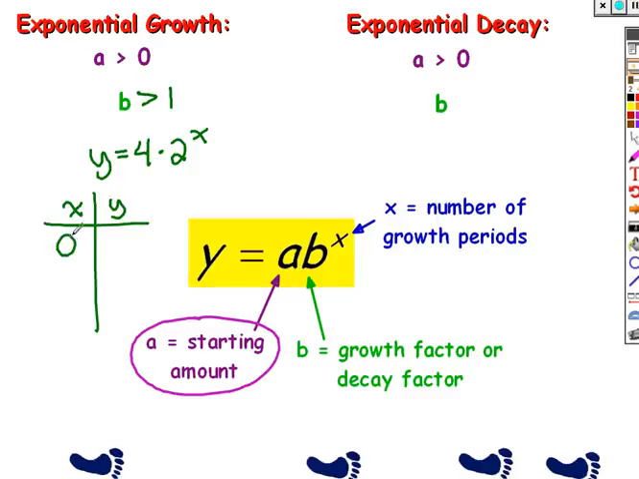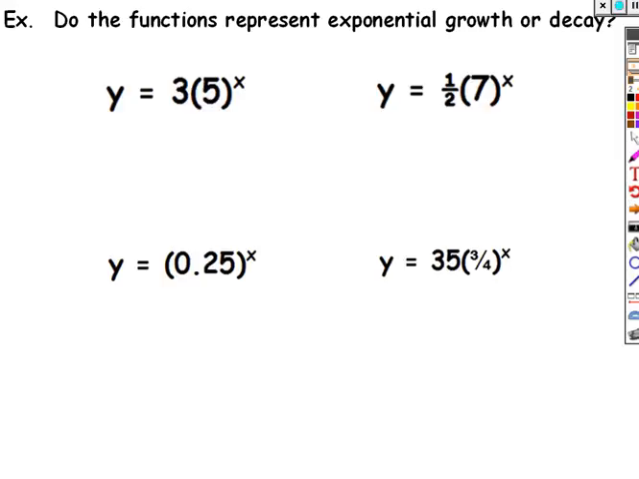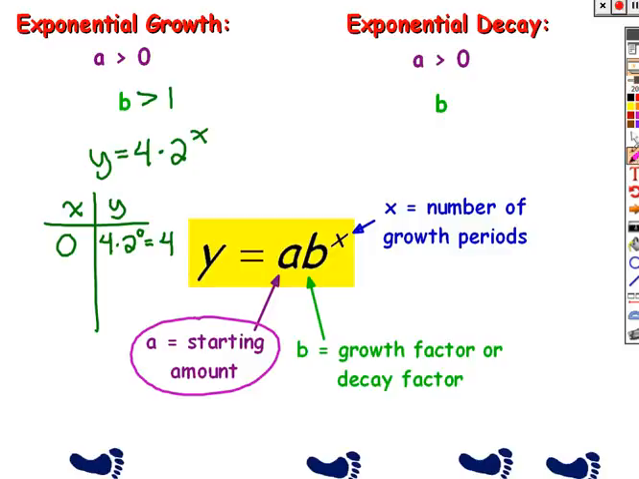So if I plug in 0 for x, I'm going to get 4 times 2 to the 0 power. Well, 2 to the 0 power is just 1. So 4 times 1 is 4. That y-intercept, let's get out the highlighter here, there we go. That y-intercept should actually be the a value, the initial amount. So the starting amount is the number out in front. It's also the y-intercept. And then the b value is what you're multiplying by over and over and over again.